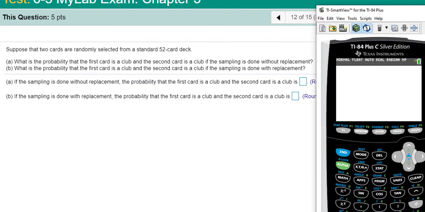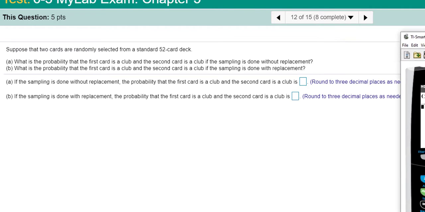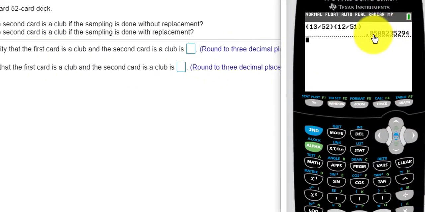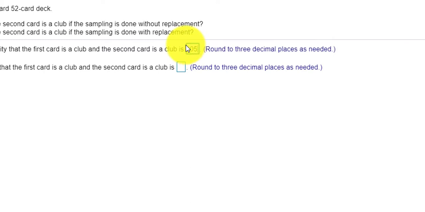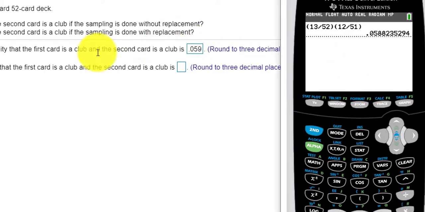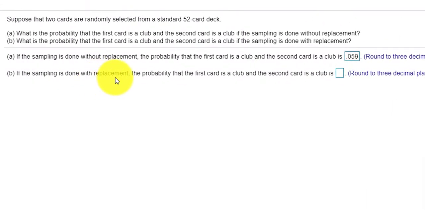I press enter. And okay, they say round to 3 decimal places. So I'm going to go 0.059. 0.059, first answer.